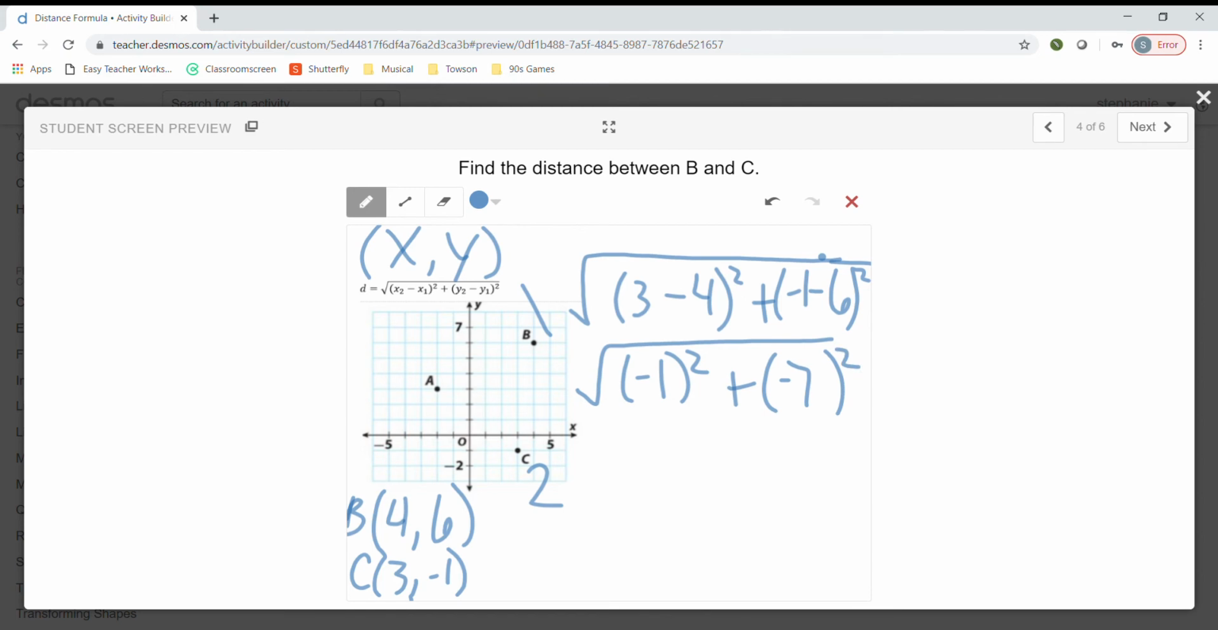Now let's make sure that our numbers are right. So if I were to draw in a triangle, it is 1 across. And how many squares up it goes? 1, 2, 3, 4, 5, 6, 7. So we are good to go. So negative 1 times negative 1 is 1. Negative 7 times negative 7, 49. 1 plus 49 is 50. The square root of 50, 7.07.